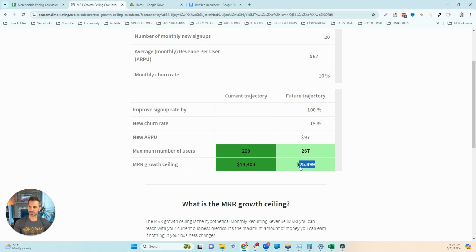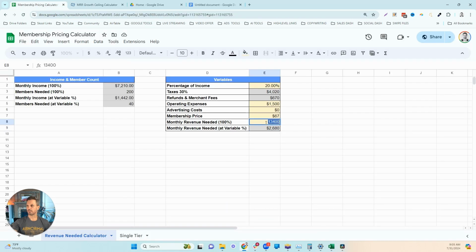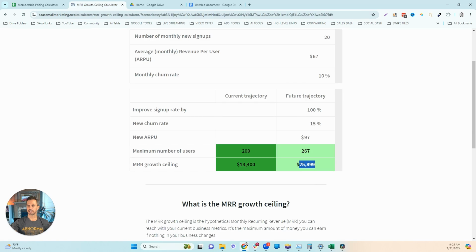$25,899. So let's actually see how much income we can now bring in at $25,899 in revenue. So I'm going to go back to my calculator. I'm going to paste that in. I'm going to see now I can bring in a monthly income of $15,334. Okay, so that's much, much better. So now you can see how this MRR growth ceiling calculator works.